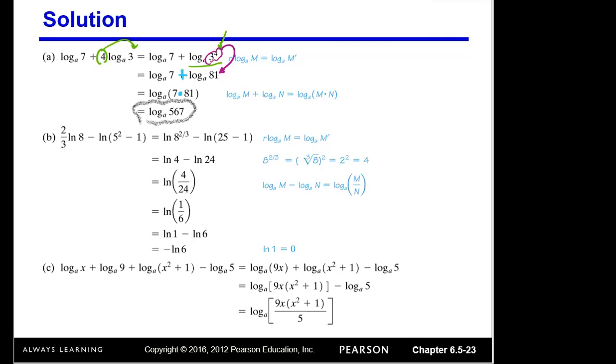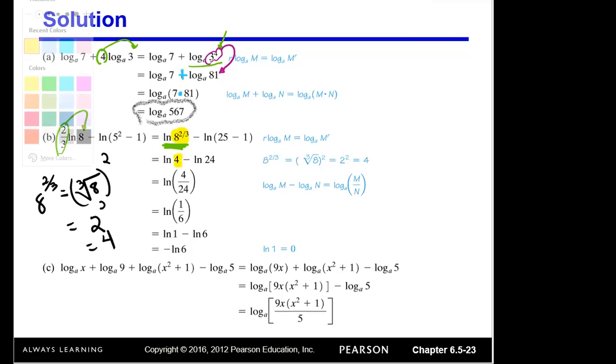And then on part B, here's the original problem. You can see they started with the 2/3 and moved that up to the 8. That's right here. Natural log of 8 to the 2/3. And then they simplified. If you take 8 and raise it to the 2/3 power, I don't know if you remember how to do this, but 8 to the 2/3 is really the cube root of 8 that then gets squared. And the cube root of 8 is 2, and 2 squared is 4. And you can see that they have the 4 right here. And then they also took this 5 squared and made it 25. And then they took 25 minus 1 and got this 24.